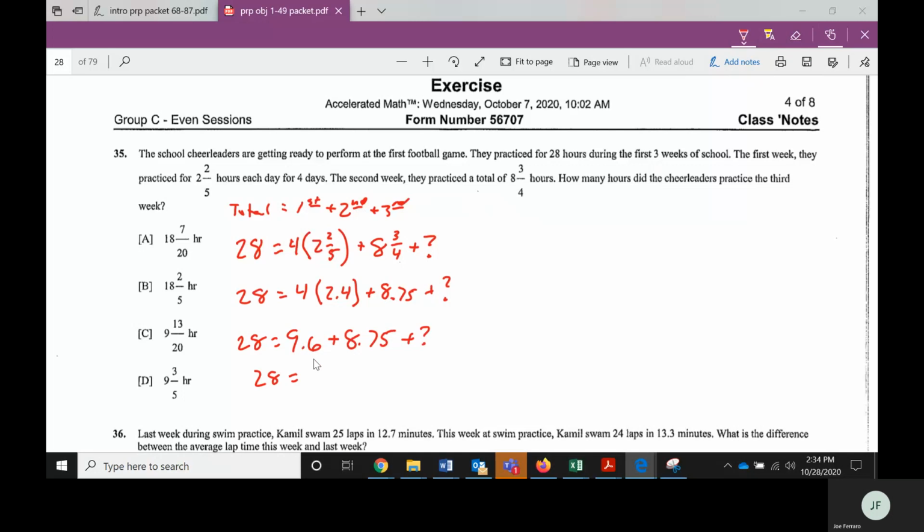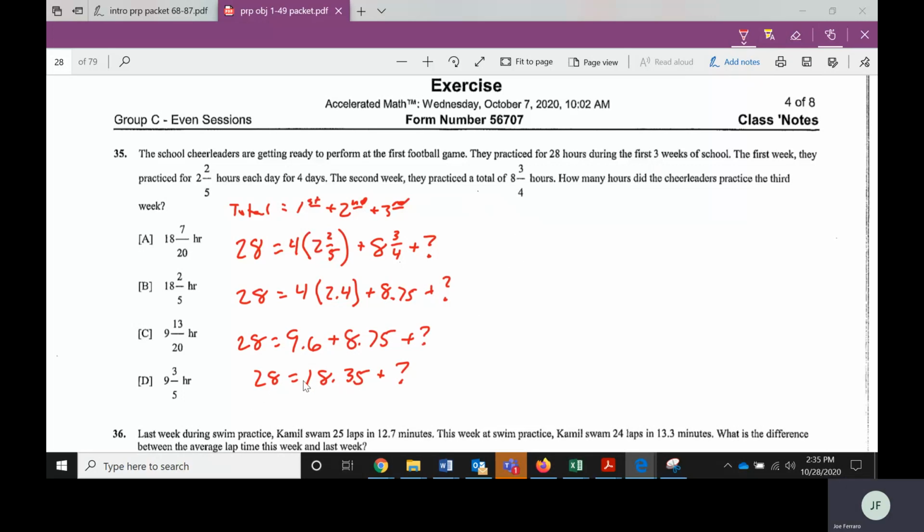So we're going to take 9.6 plus 8.75, and get 18.35 plus something equals 28. Even though we really haven't looked at algebra yet, to solve this, if you have to add two things and need it to equal this, it just means you subtract the other thing from it. It's like if 10 equals 7 plus what? Well, 10 minus 7 is 3. And that's how you figure it out.